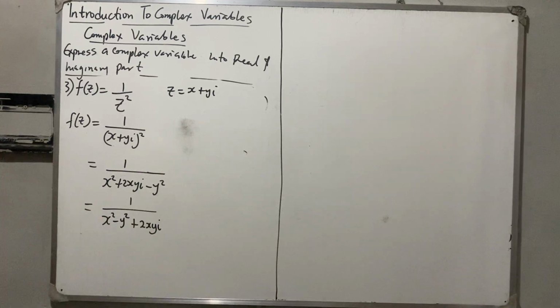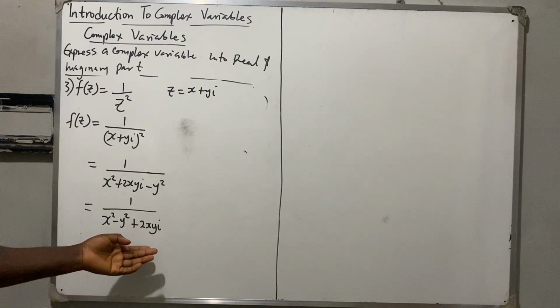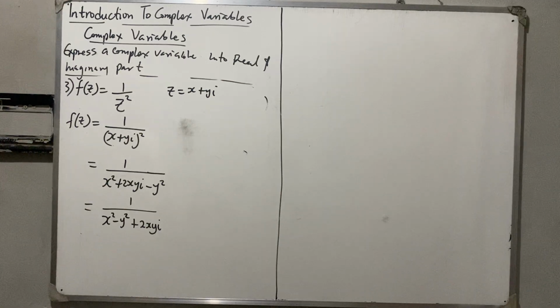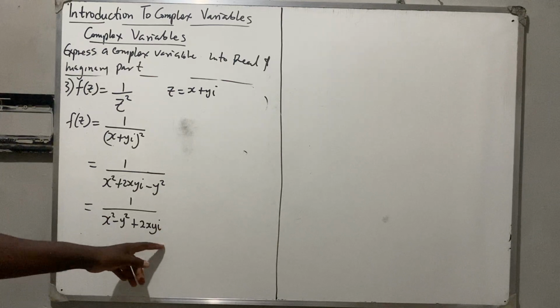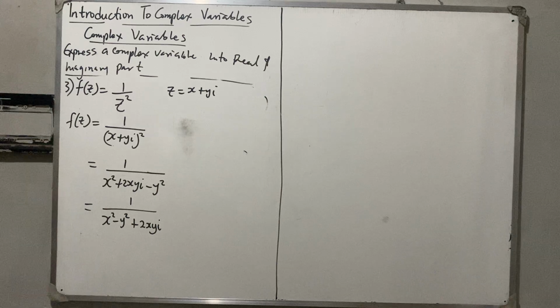2xyi. Now remember, I taught you rationalization of complex numbers. I told you that anytime you have a complex number at the denominator, you have to rationalize so that it will disappear. So it's an abomination for us to leave i at the denominator. So we have to rationalize this.